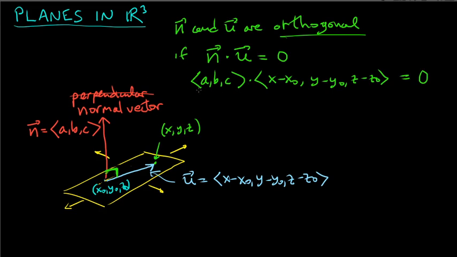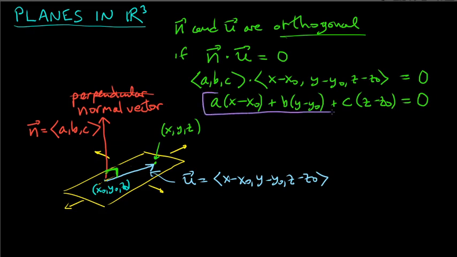Now let's just follow the definition of the dot product. You just multiply the components and add them up. So you multiply a times (x minus x0), plus b times (y minus y0), plus c times (z minus z0). And that has to equal 0. And there you go. This is as good of an equation as any to describe a plane. So this is the equation of a plane.